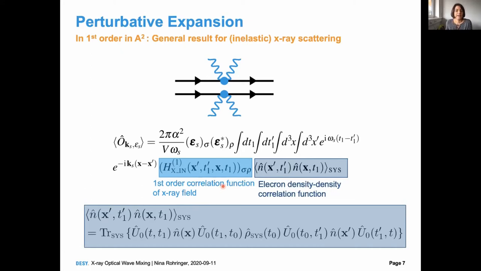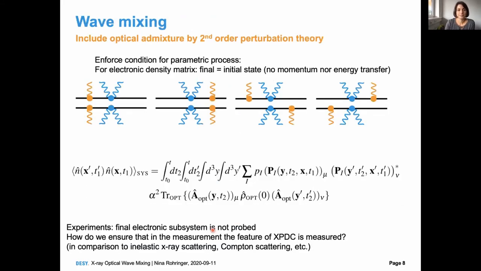All we know. And now the next step in order to introduce the coupling to the optical field is to work on this electron density-density correlation function and address it by the interaction with the optical field. So we employ second order perturbation theory. And here now we make an important approximation. In theory, we can say we are only looking into parametric processes, meaning that the electronic degrees of freedom remain unchanged, so initial equals final electronic state. And by doing so, we can reduce the number of Feynman diagrams quite considerably in our derivation.